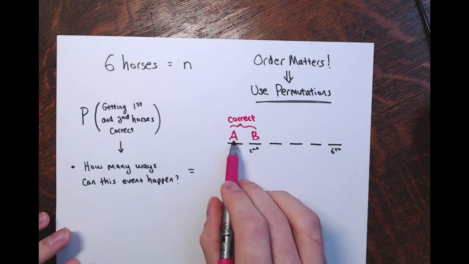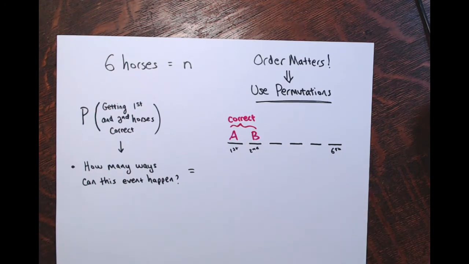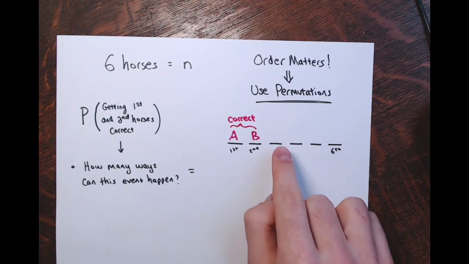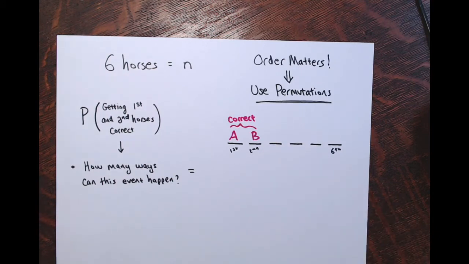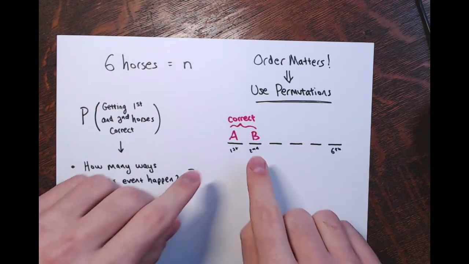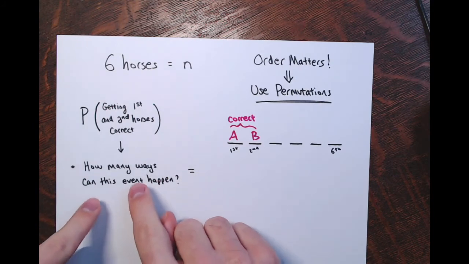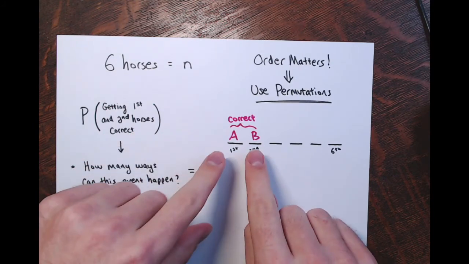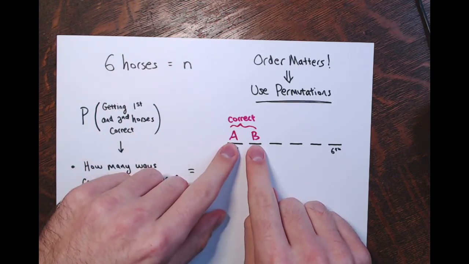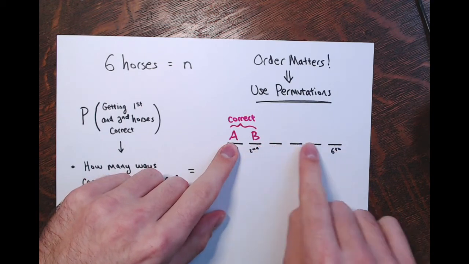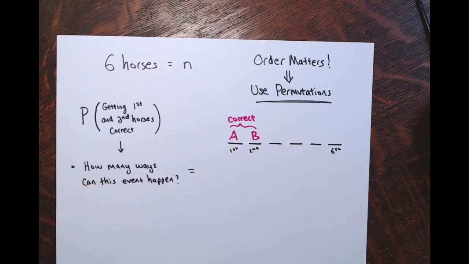That means I got those 2 right, and the other 4 don't really matter. So I'm going to count how many different orders the other 4 horses can come in after me. Let's assume this event happens: say I got the first 2 right. And then I count how many ways the other horses can come in order.